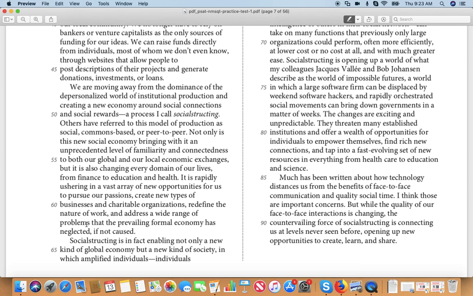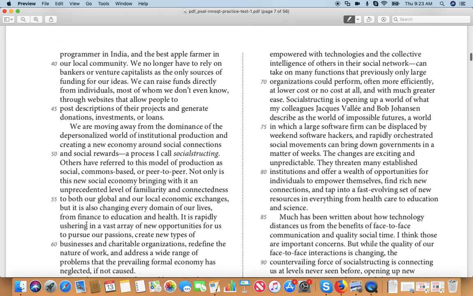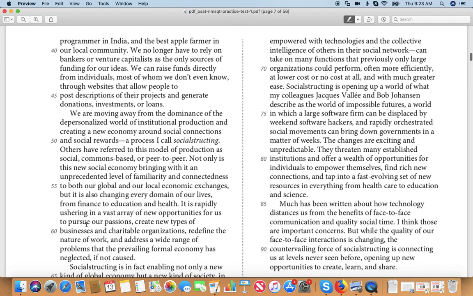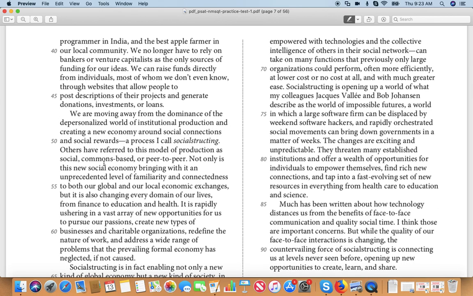I want to talk about that word amplified. What does it mean to amplify something? Make bigger. Yeah, make it bigger. Absolutely, make it bigger. Make it louder. So we're talking about amplified individuals who can amplify, or make bigger and louder, their voice using these social networks. And it says these individuals can take on many functions that previously only large organizations could perform, often more efficiently at lower cost or no cost at all, and with much greater ease.